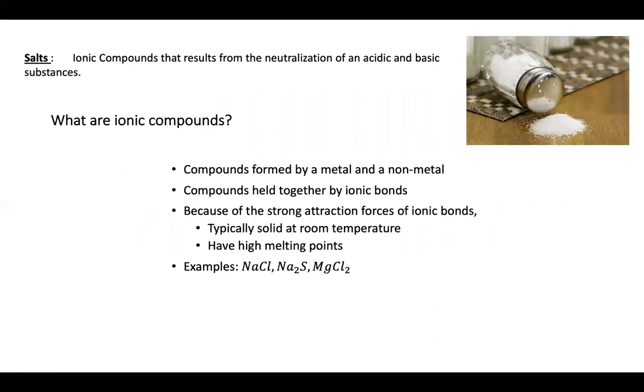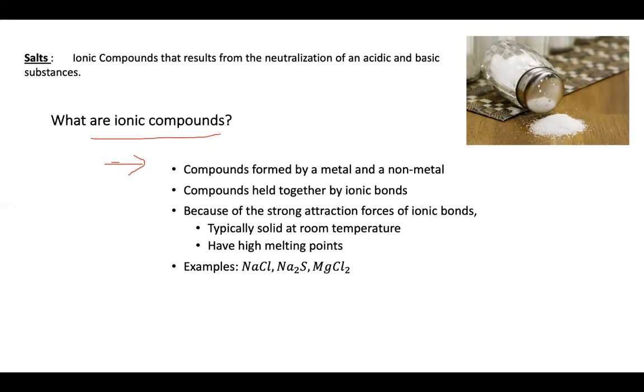First of all, we have to know what a salt is. Salt is an ionic compound that results from the neutralization or the combination of an acidic and a basic substance. What are ionic compounds? Ionic compounds are compounds that are formed by a metal and a non-metal. If we remember what we saw when we studied the periodic table, the metals are the elements on the left side of our periodic table. Non-metals are the ones on the right side.